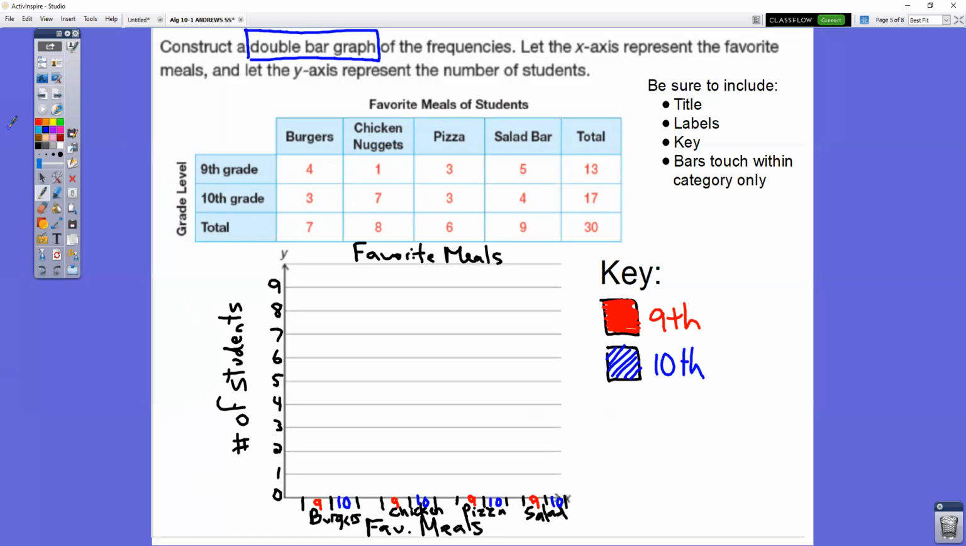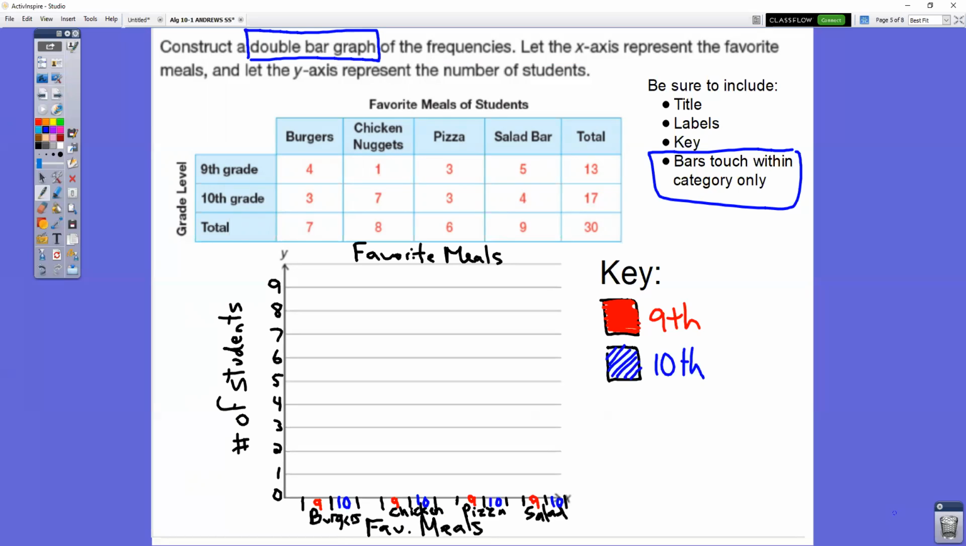Within one category, these bars have to touch. Notice my little note over here. Within the category, the bars touch. They do not touch from category to category. So burgers are not going to touch chicken nuggets. Chicken nuggets are not going to touch pizza. Pizza is not going to touch salad. But the 9th and 10th grade bars will touch within each column.